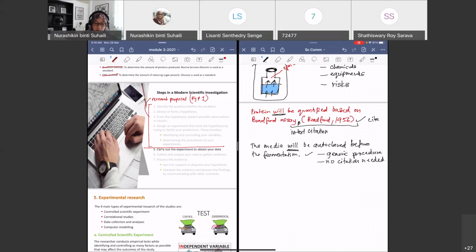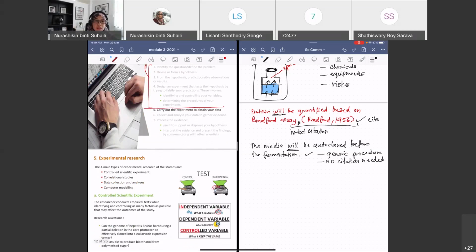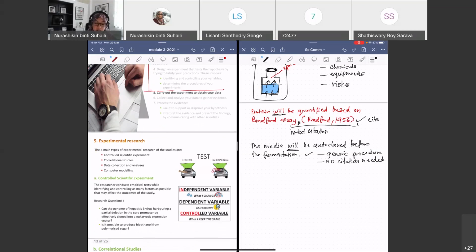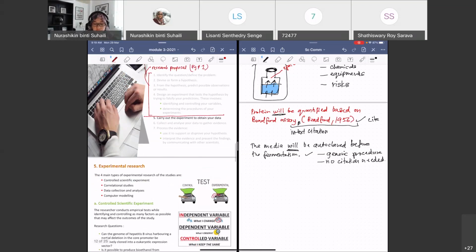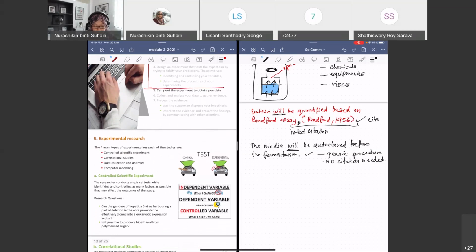Okay, so that is the purpose of the research proposal. So it will be written and it will be presented. Okay, so you have to write and you have to present your research proposal. Once you have the research proposal, let's say it has been approved by the examiner. Okay, your plan is good, everything makes sense. Then that is where you carry out your experiment. You start doing work in the lab. So you can see that without a research proposal, you cannot enter the lab, literally. So the fifth step is to carry out the experiment to obtain your data.